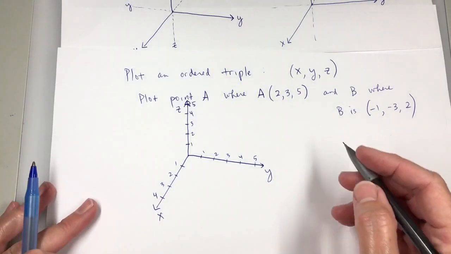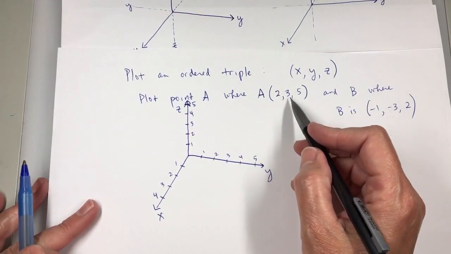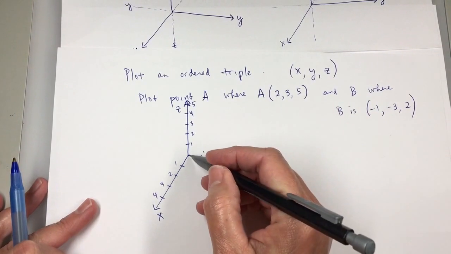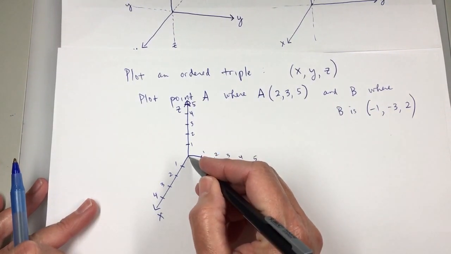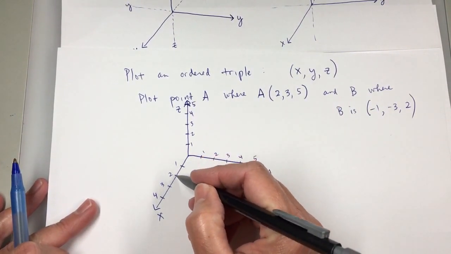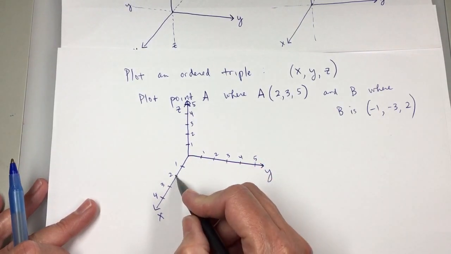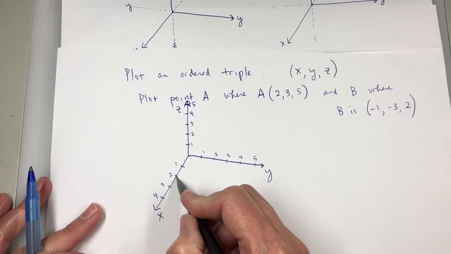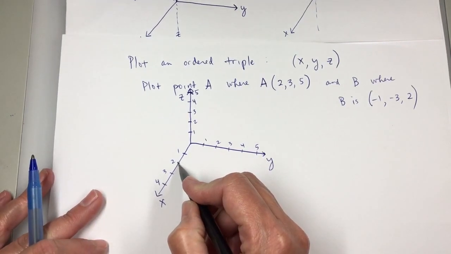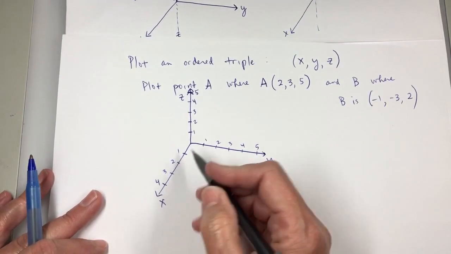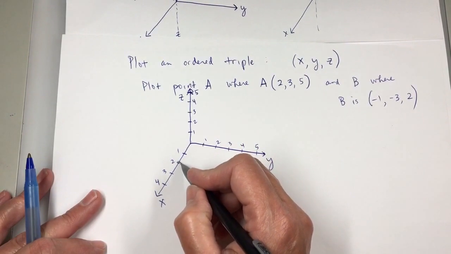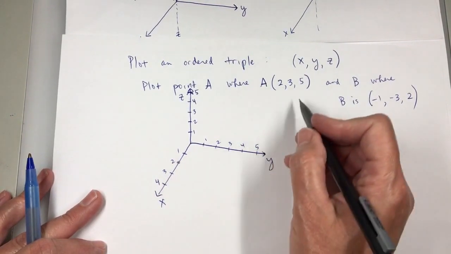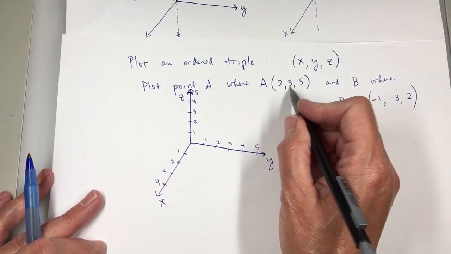So for point A, which is (2, 3, 5), I'll start at (0, 0, 0), and I'll come out to 2 on the x-axis. Now, if I stop right there, what are the coordinates of this point? (2, 0, 0). So I come out to (2, 0, 0). And then I'm going to go to 3 on the y-axis.